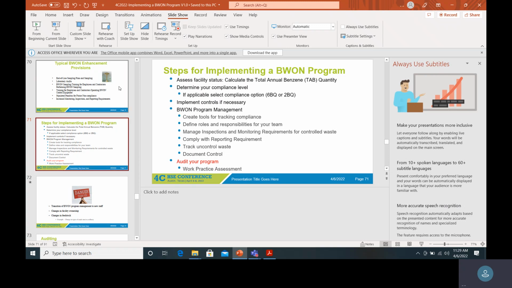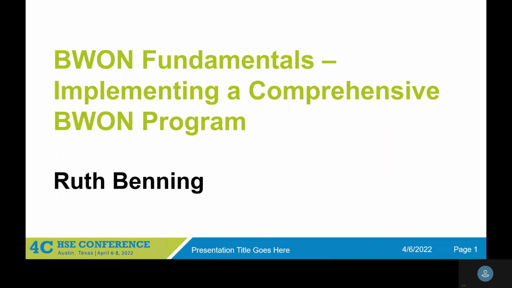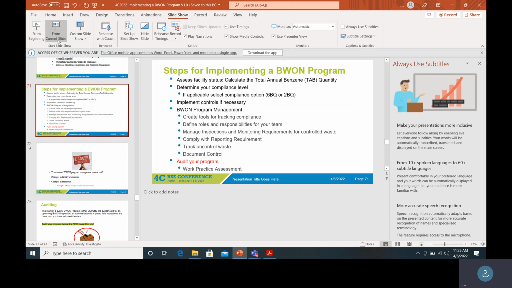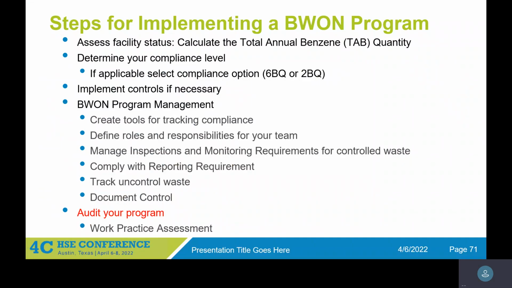But at the end of this whole cycle, we went from calculating the tab, determining our compliance option if we're over that. So we're kind of in the last step of your BWON program. Once you have created tools to track your other databases, you're managing inspection and monitoring requirements, you're doing document control, et cetera, and really doing your own audits internally so that before somebody catches you, you already have fixed the problem, right?